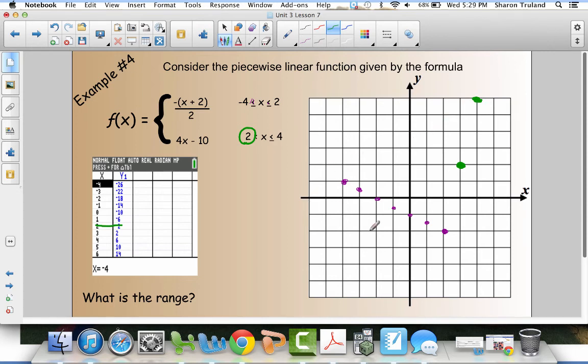All right, so my graph is going to look like this. From negative 4 all the way to 2. I'm not doing a very good job drawing all those. That's where I go. Then from 2 to 4, I go here.